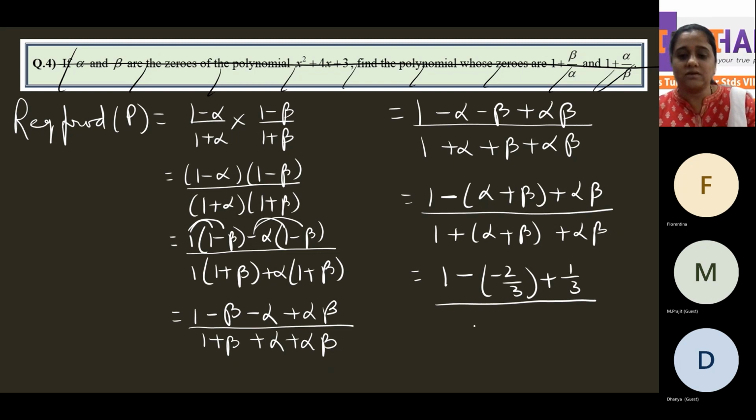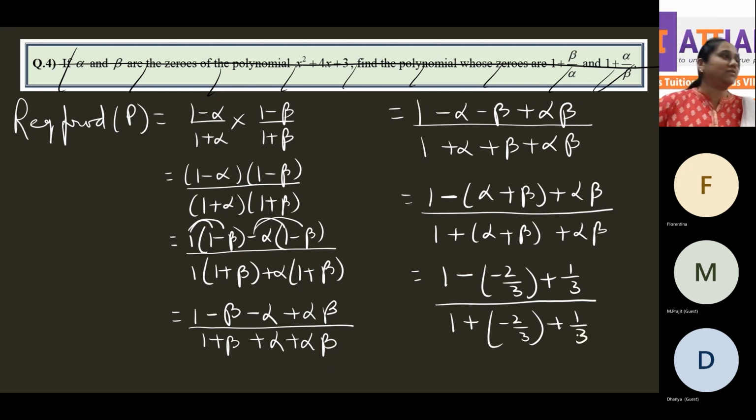Divided by 1 plus minus 2 by 3. You cannot cancel alpha plus beta and alpha plus beta because there's plus minus sign and all that. Plus 1 by 3. Now you need to simplify this. Okay? Take down, all of you. But if you have already started working, see if I'm right.